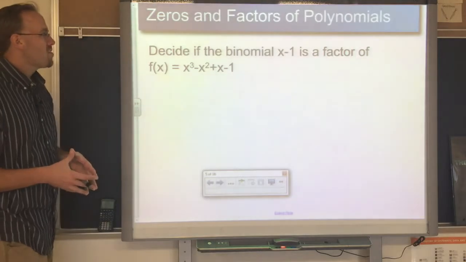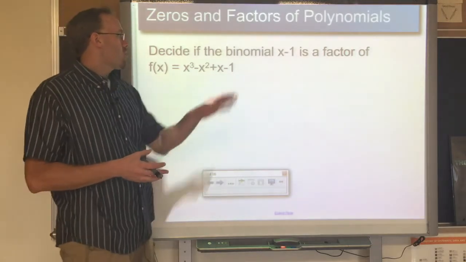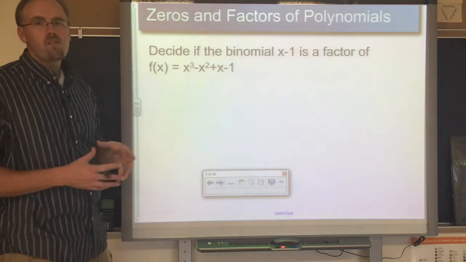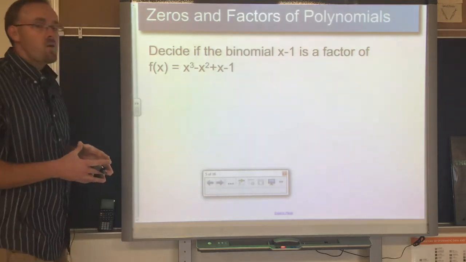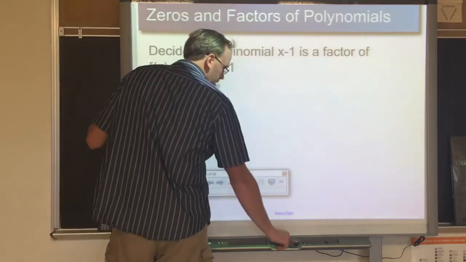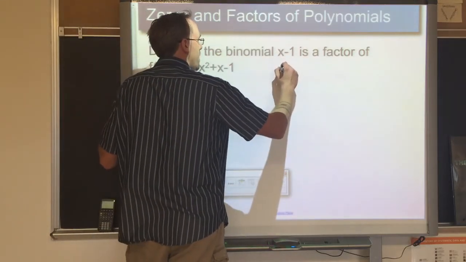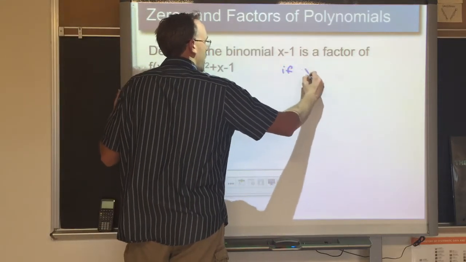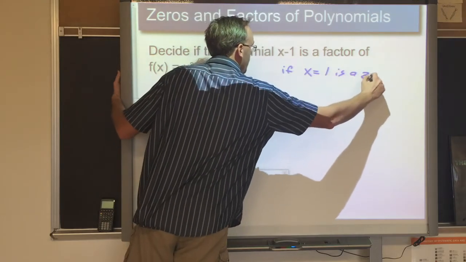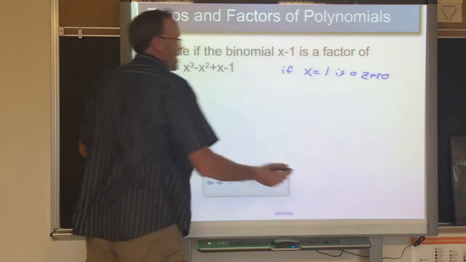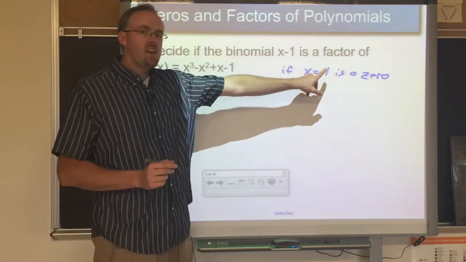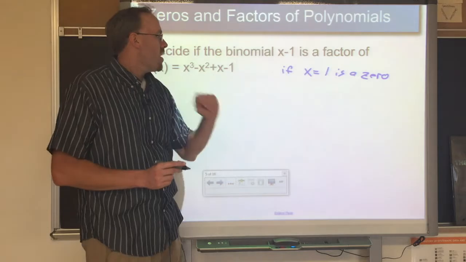Now here we want to decide if the binomial x minus 1 is a factor of this. Now this polynomial isn't factored. Here is where the factor theorem comes in. This is a factor if x equals 1 is a 0. That is what the factor theorem says. Because it says if k is a 0, in this case k is 1, x minus k is a factor.